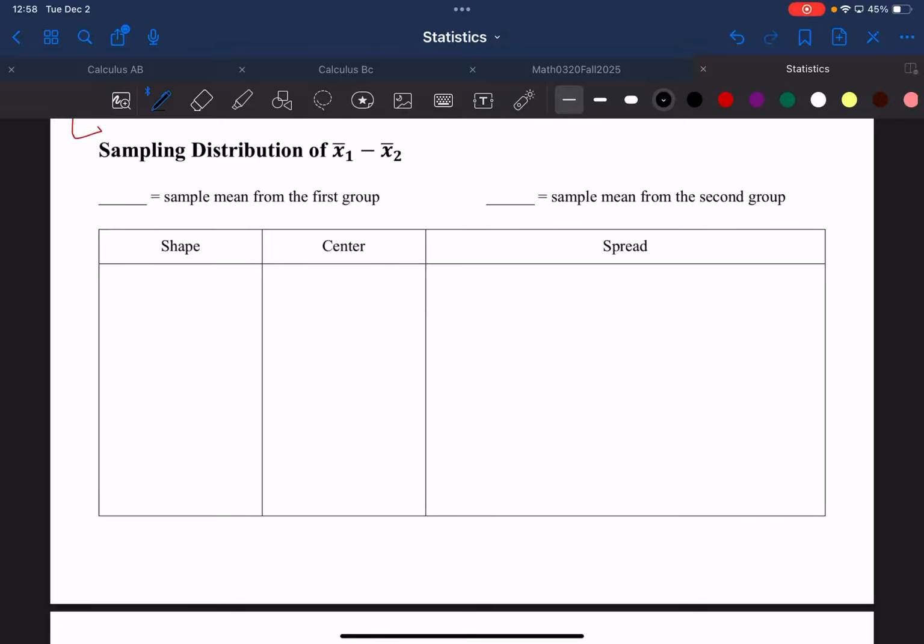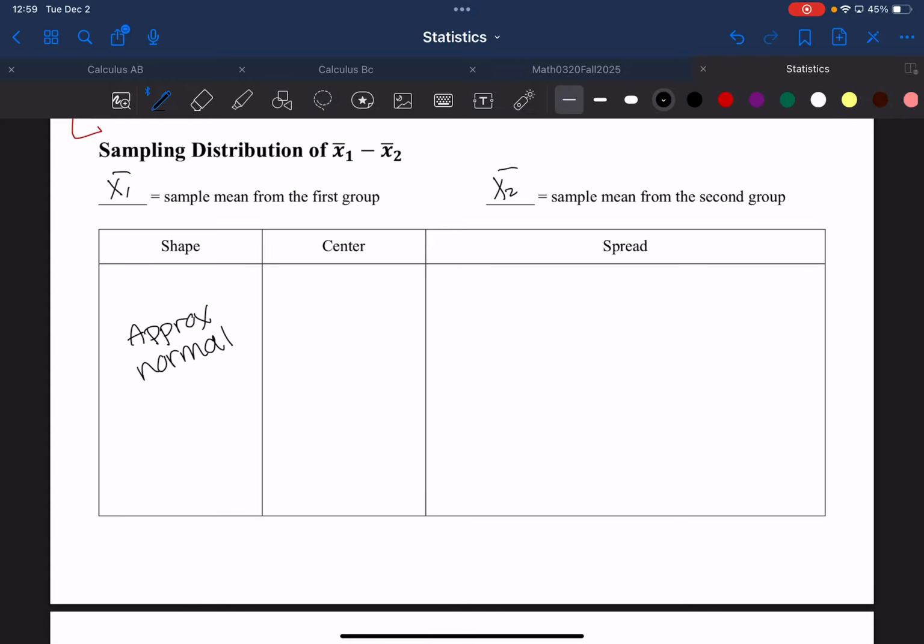So for a sampling distribution of x1 bar minus x2 bar, we can label x1 bar to be the sample mean for the first group, and x2 bar to be the sample mean for the second group. You'll notice that shape, center, and spread are going to be using the same exact conditions to prove. We just have to make sure that each of the samples satisfies each of those conditions. So it's not enough just for one sample. Both samples would have to meet them. So we're still assuming approximately normal.